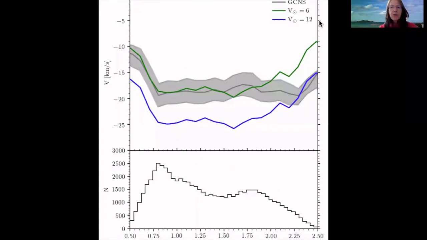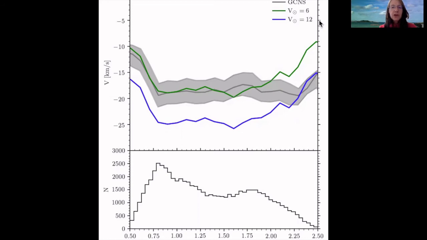This sample allows us to determine the peculiar motion of the sun, that is, the motion of the sun with regard to the stars around it. In this plot, we show the median velocity of the nearby stars in gray, and we compare it with simulations where we assume different values for the sun velocity. So in blue, the sun velocity is assumed to be 12 kilometers per second, as it was determined about 10 years ago.